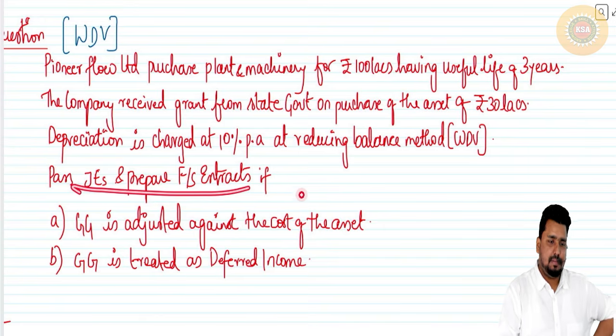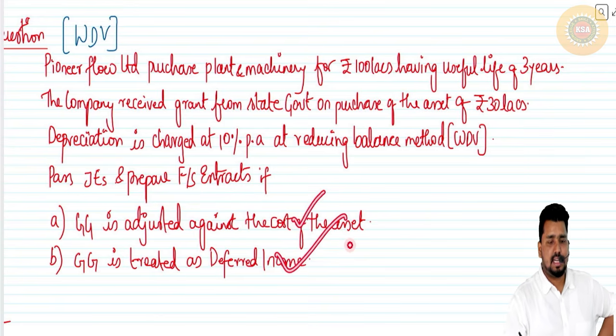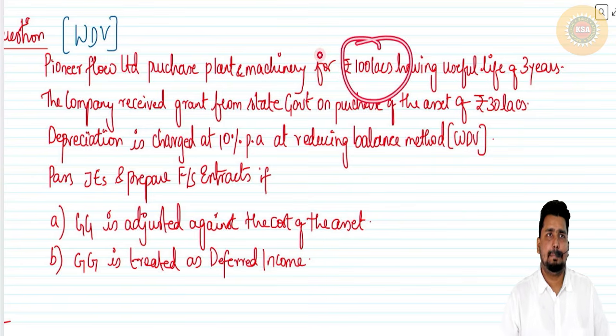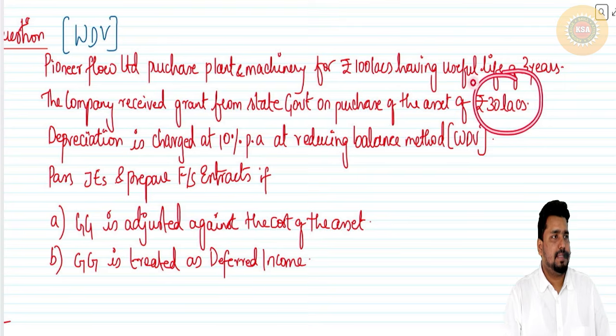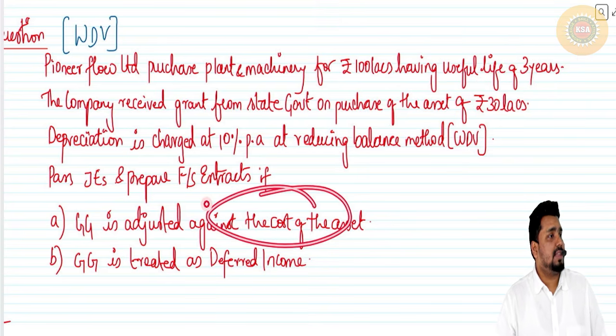So they're asking what? Journal entries and extracts of financial statement if GG is adjusted, or if it is shown as deferred income. Point number 1. What is the asset value? What is the amount of grant? What is the useful life? What is the first method? Adjust with the cost of the asset.